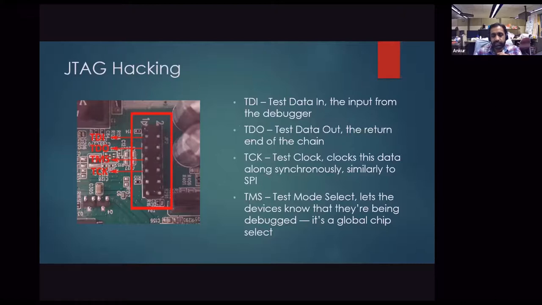The things that are important on this are these four pins. The test data input and output are used for debugging input and output. There is a clock which ensures that the device is in sync with the system clock. And TMS is basically a mode select. It tells the device that, hey, be prepared for some kind of interrupt and you will be debugged.